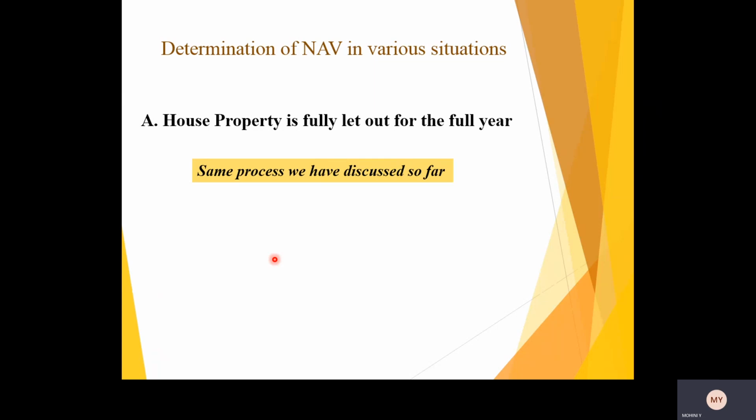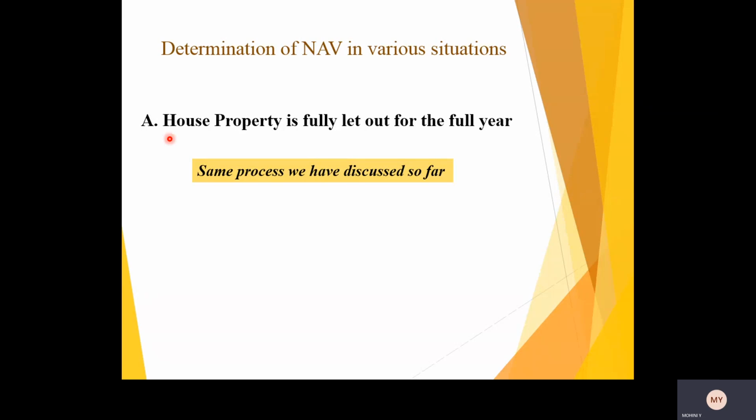Okay. So the first one is that house property is fully let out for the entire year. It means that you have given your house property on rent for the entire year. The process for calculating the income from house property under this scenario is similar to what we have understood so far. This is the same process.